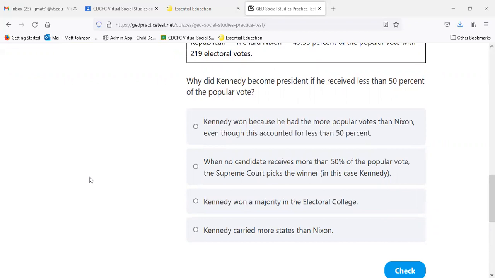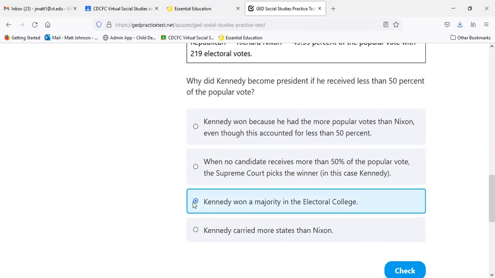Kennedy won a majority in the Electoral College. That's it, right? Yeah, C. Now, he actually still won the popular vote. There've been several elections where the winner did not win the popular vote. Most recently was the Trump-Clinton election. Hillary Clinton had 2 million and some more votes than Trump. I think the Gore-Bush election was the same thing.